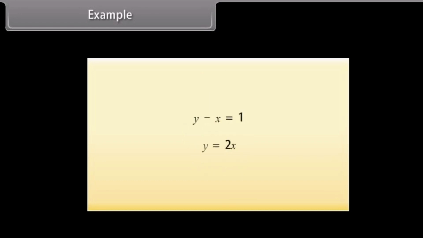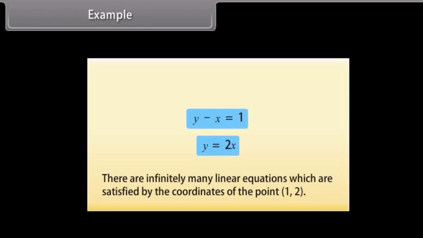Other examples are y minus x is equal to 1, y is equal to 2x. In fact, there are infinitely many linear equations which are satisfied by the coordinates of the point (1, 2).